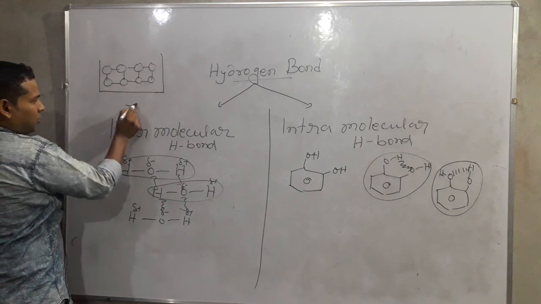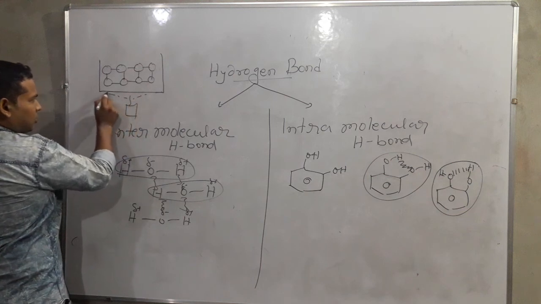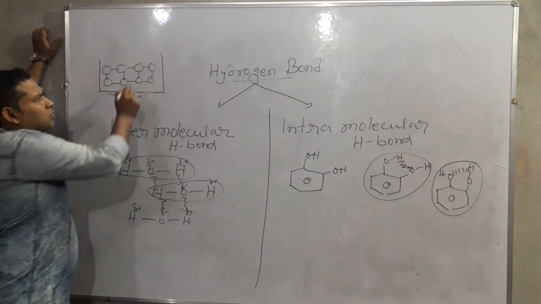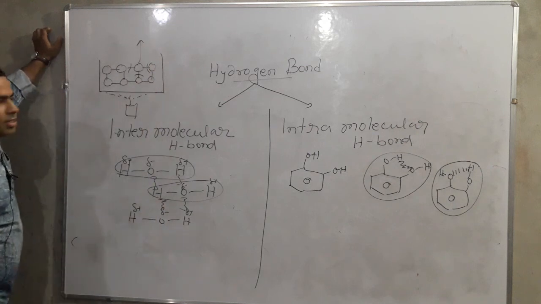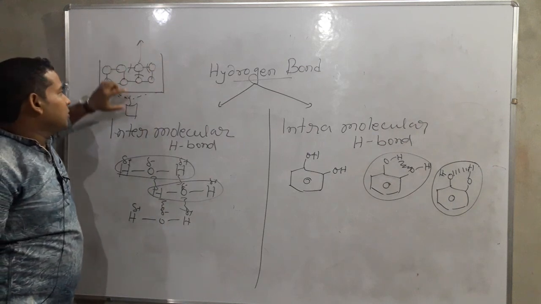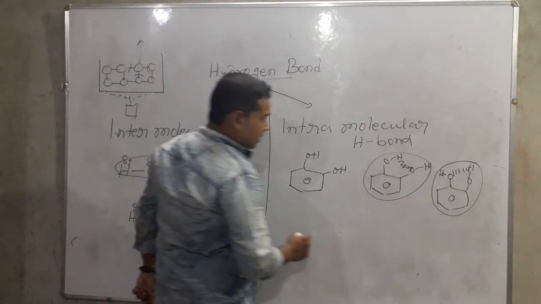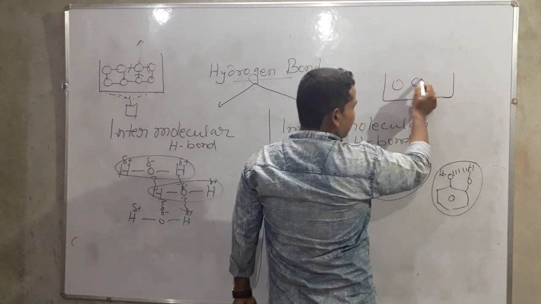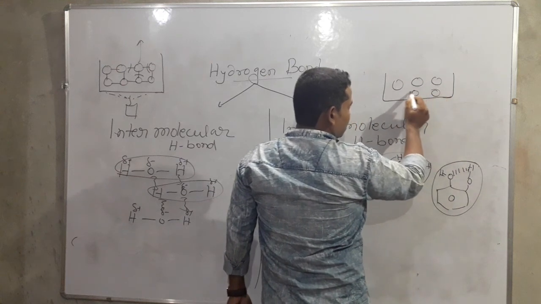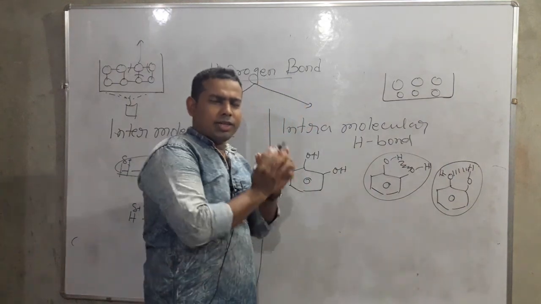So if you heat, what happens? First this bond breaks and goes to the vapor state. That is, this one requires much more energy for vaporization. Clear? Here what happened? Every circle represents a molecule. So one circle does not interact with another circle. That is, one molecule does not interact with another molecule.